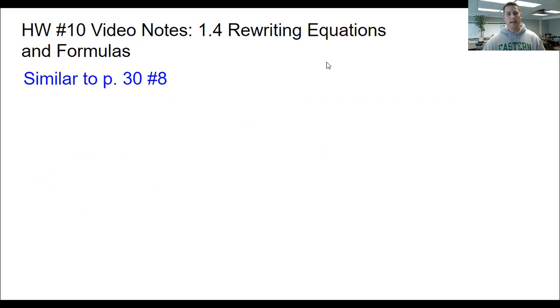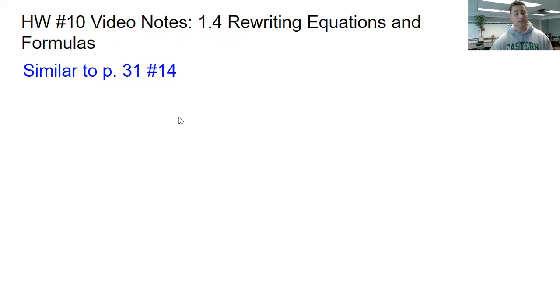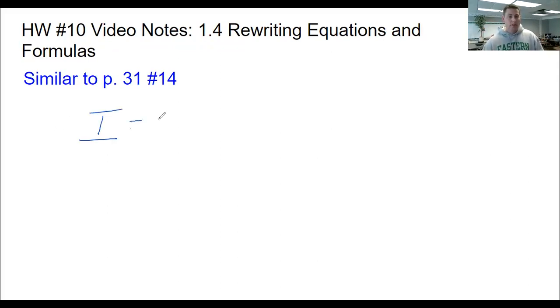Okay, so in this example, we have on page 31, similar to number 14. This, you might recall, is a formula for simple interest. Interest equals principal times rate times time. And in this problem, we want to try and get our t variable by itself. So this is the variable we want to solve for or rearrange.